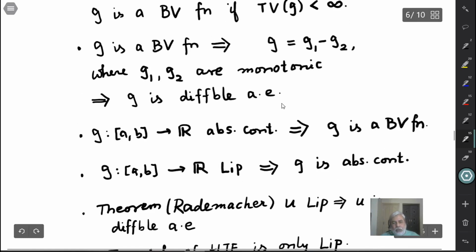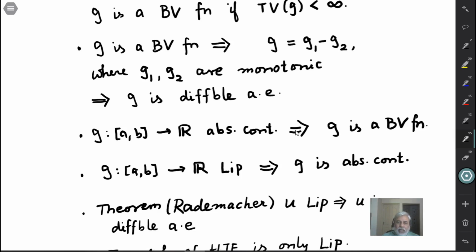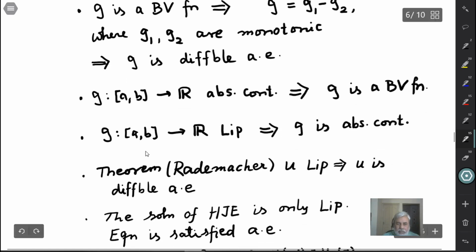And again, we can show that if g is absolutely continuous, then g is a BV function, but the converse may not be true. The Cantor function is an example again. If g is a Lipschitz function, certainly it's absolutely continuous. So this class of absolutely continuous functions sits between the Lipschitz continuous functions and the continuous bounded variation functions. A bounded variation function need not be continuous.